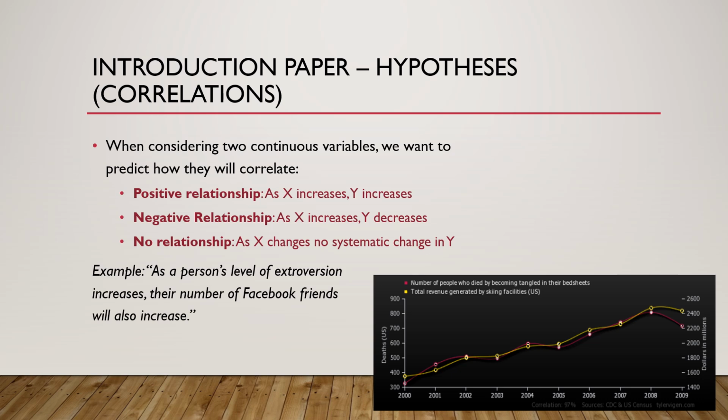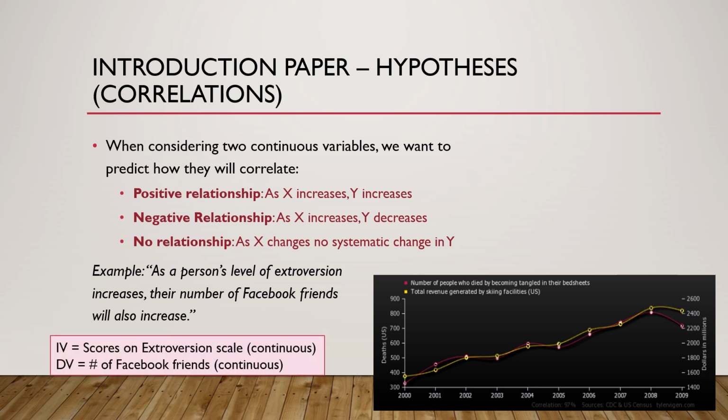So in this example with the correlation, you would see that the independent variable, the kind of cause or the theoretical causation here, is the scores on that extroversion scale. More extroverted people or less extroverted people. And then as that level of extroversion shifts, it would have an effect on the dependent variable, which in this case is the number of Facebook friends. And you see again that they are both continuous, and that's why we're doing a correlation.